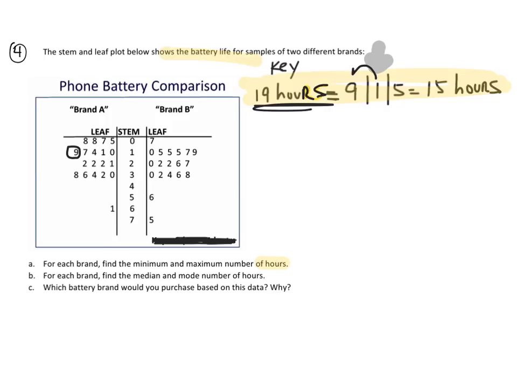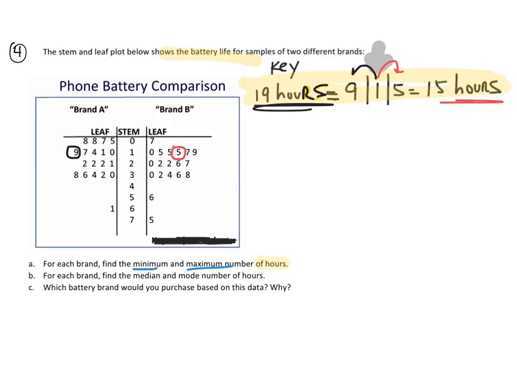If you have a 1 as your stem and a leaf of 5 to the right, for example, one of those leaves right there, that means battery B has a 15-hour life. So here for each brand, we need to find the minimum and the maximum number of hours.